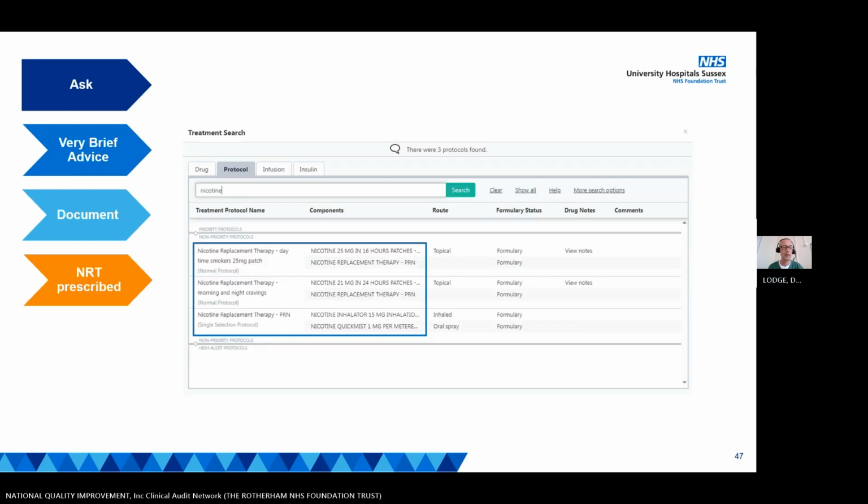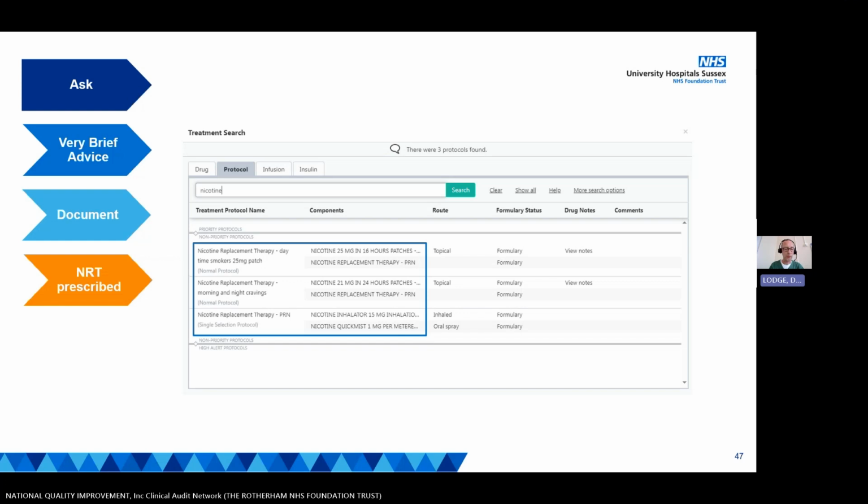Next slide, please. So to make things easier, we created a protocol on our electronic prescribing system, which gives just 2 options: a high strength patch, either for 16 hours a day or 24 hours a day if the patient wakes up wanting a cigarette, and some fast-acting nicotine, either a mouth spray or an inhalator, which is just a dry powder device that mimics the action of smoking. And this is based on guidance from the British Thoracic Society. And we chose high-strength patches because the greatest risk of relapsing back to smoking is prescribing an insufficient dose of nicotine.